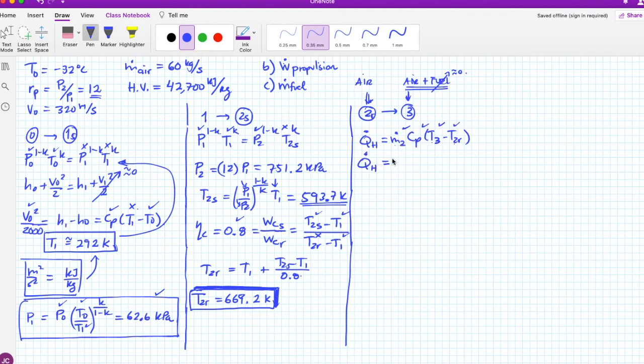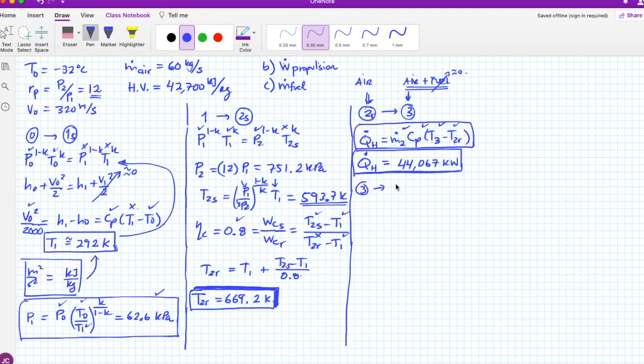So QH equals, I think I have it here, 44,067 kilowatts. That's the amount of heat, the heating power that comes from the combustion into the air. Remember, you have used here the air. Okay, so what? Nothing. I'm just telling you something that happened from 2 to 3. Let's just move on.